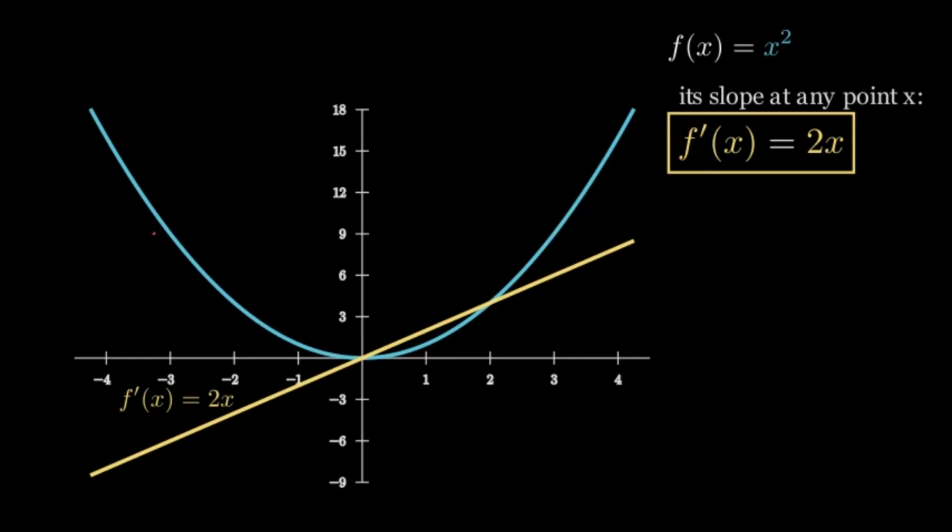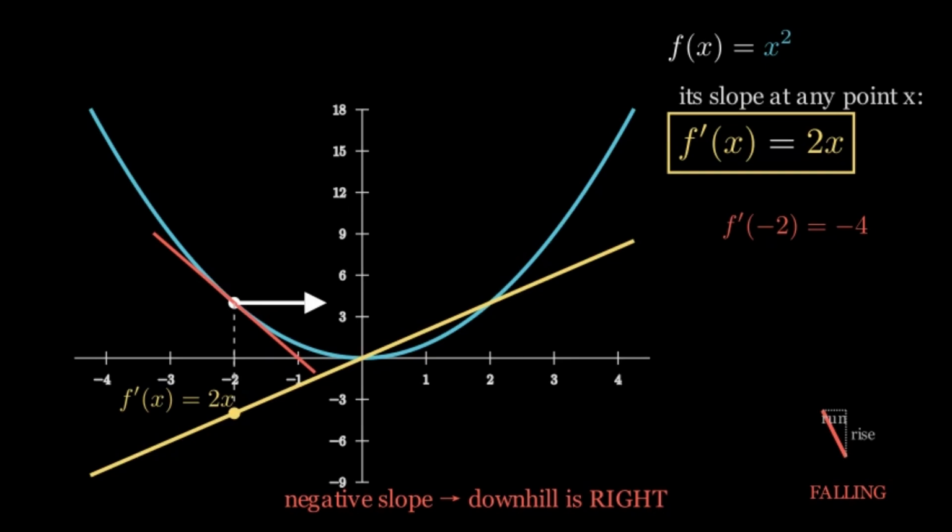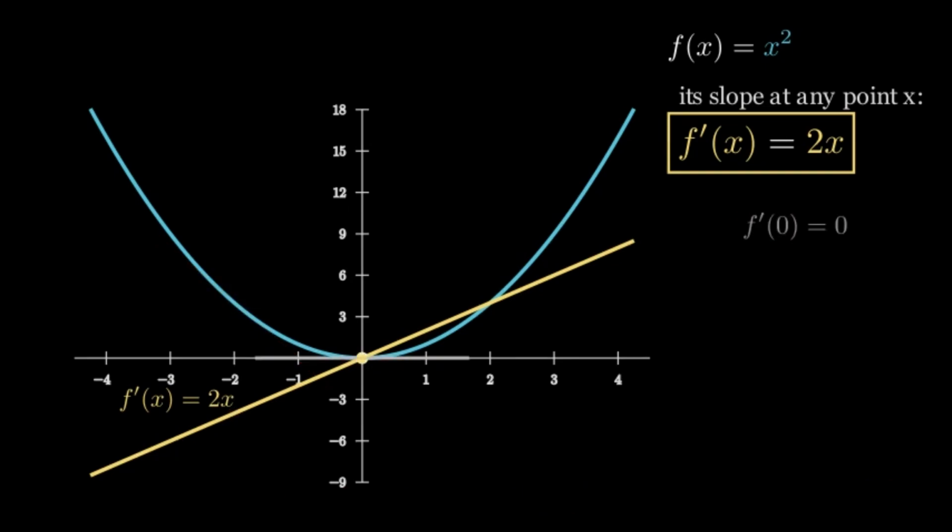Now x equals -2, the slope is -4, falling. The tangent leans the other way. The yellow line sits below 0 and the arrow flips. Downhill is to the right. And at x equals 0, the slope is exactly 0. The tangent is perfectly flat and the yellow line crosses the axis. That's the machine signaling that it has arrived. It can recognize the bottom without ever seeing the whole curve.